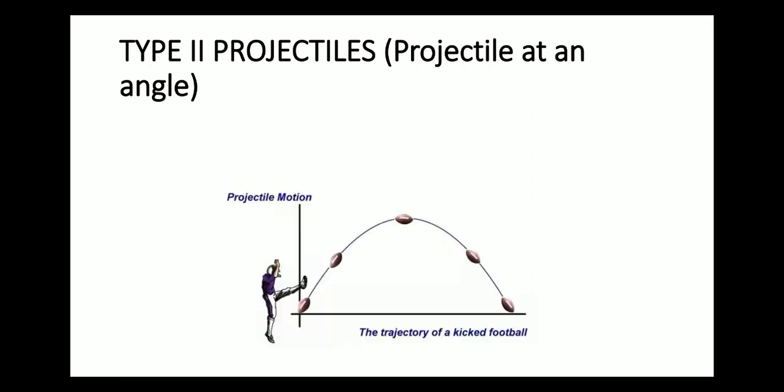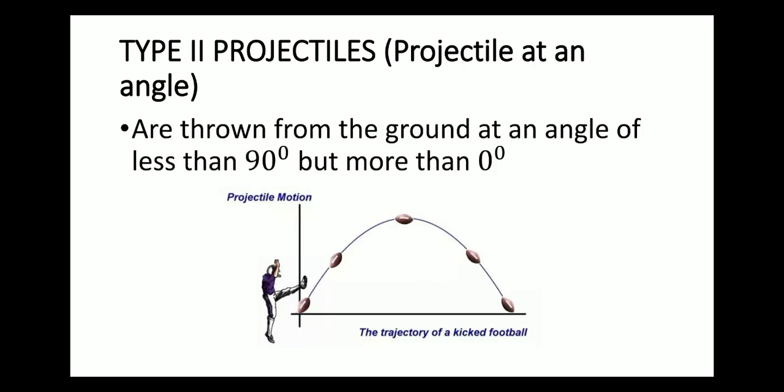So, let's study this diagram. As you can see, the football was kicked and it forms a projectile motion. There is a curved line. As you can see in the diagram, type 2 projectiles are thrown from the ground at an angle of less than 90 degrees but more than 0 degrees.